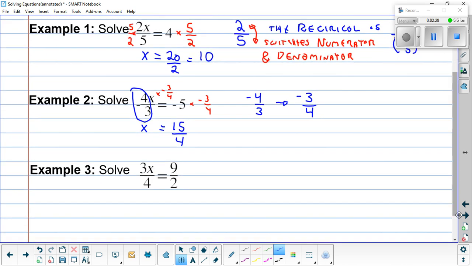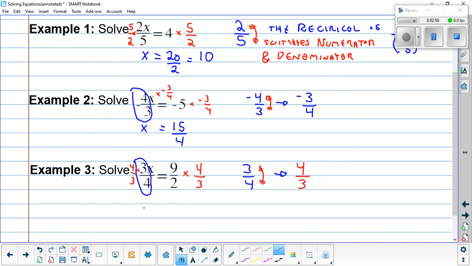Last one we'll look at for now is we have this 3 over 4. So 3 over 4, we take the reciprocal, right? We're swapping. So this is going to be 4 over 3. So here that means we times by 4 over 3, times by 4 over 3.